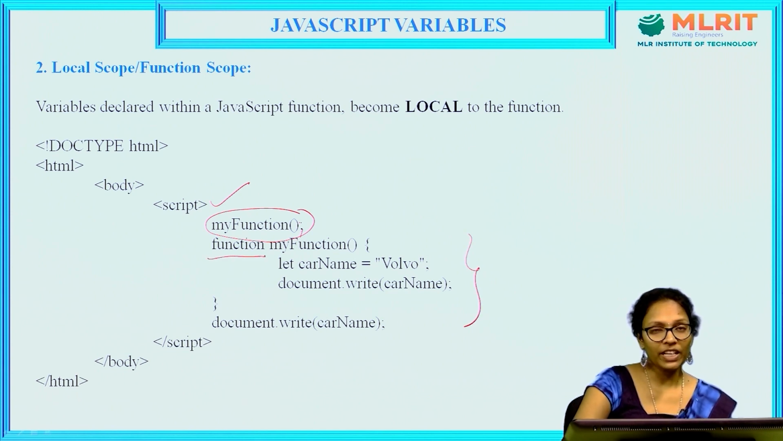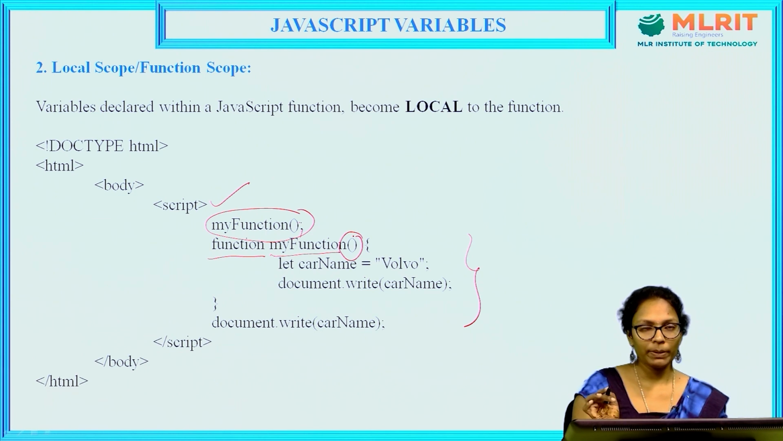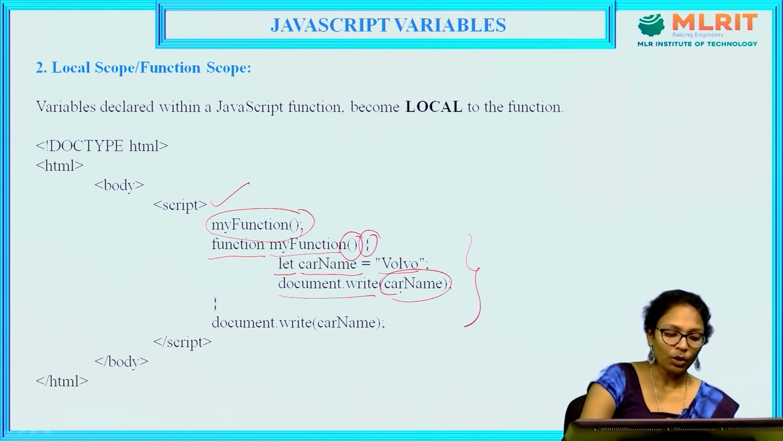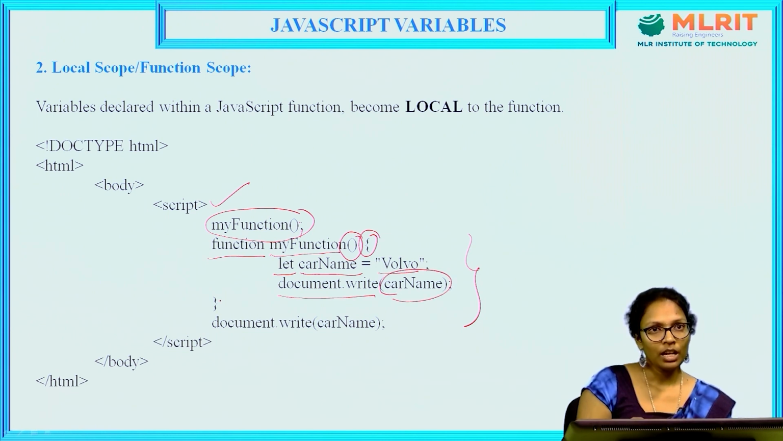Using the function keyword you declare a function. What is the function name? myFunction. We don't have any parameters, so empty parentheses, then open the brace. In this function I am declaring a variable using the let keyword. The variable name is carName, and the value is Volvo. Within the function itself I am printing the carName, and after closing that function, outside I am printing the carName.